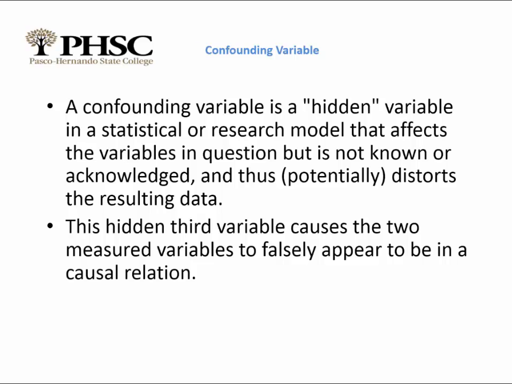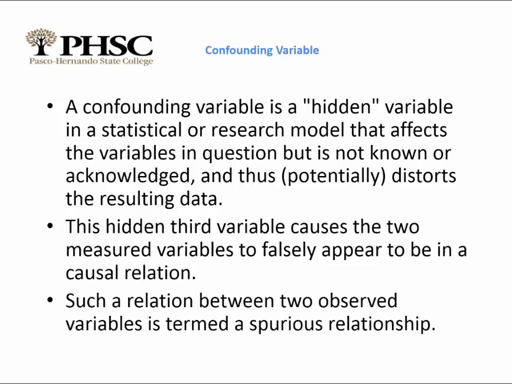This is also known as a hidden third variable that causes the two measured variables to falsely appear to be in a relationship. What happened in Hawthorne Works was there was a false relationship between the better lighting and productivity, as opposed to simply being watched. And such a relation between two observed variables is what we call a spurious relationship.